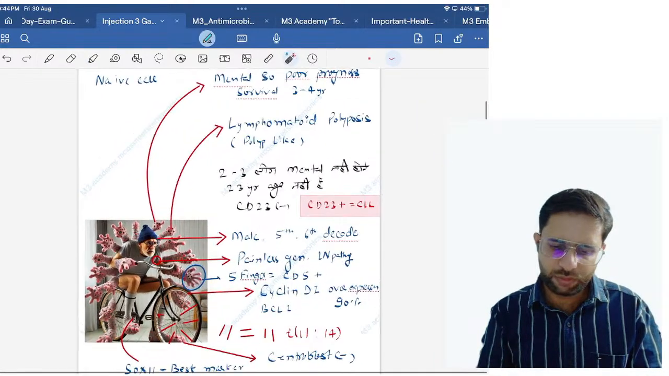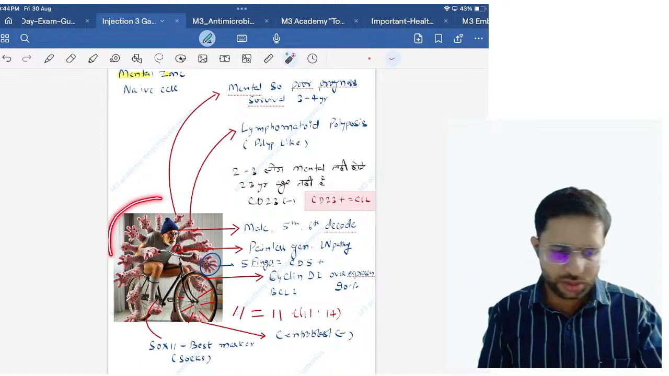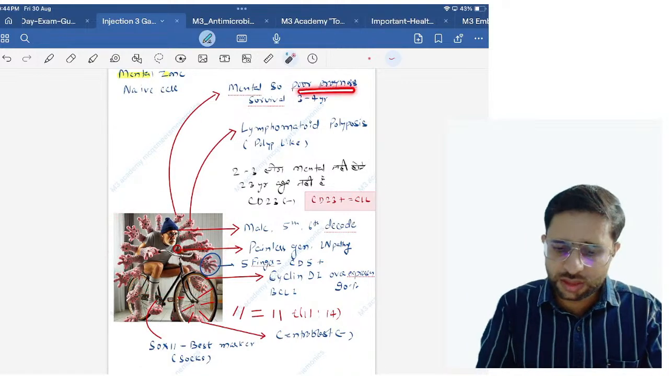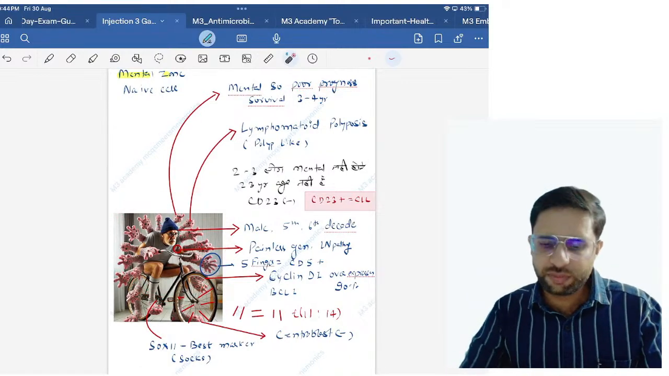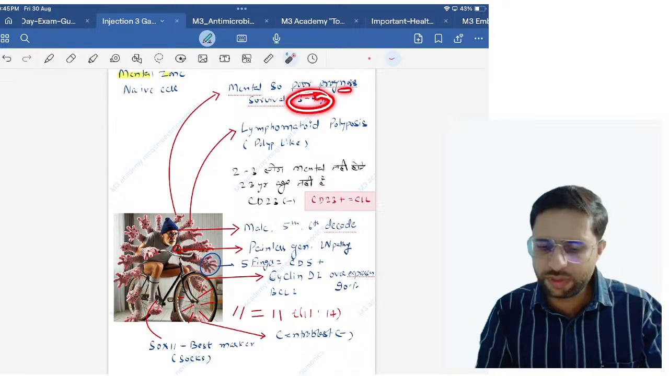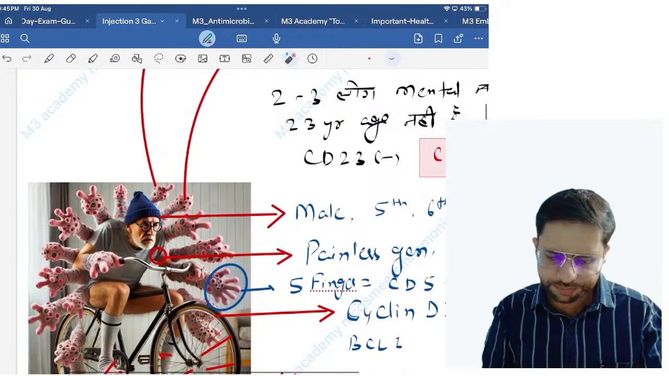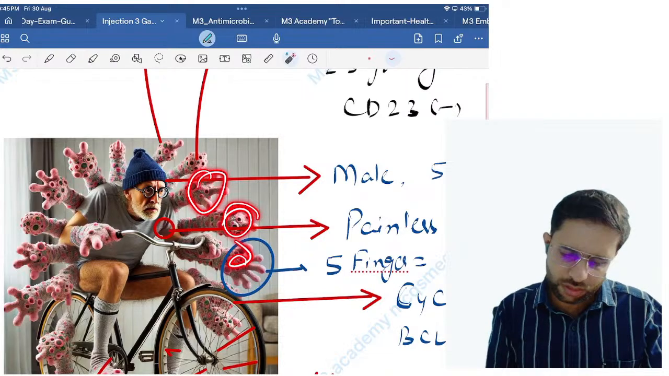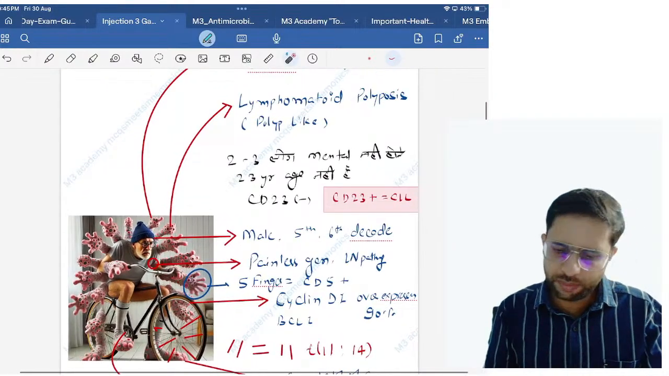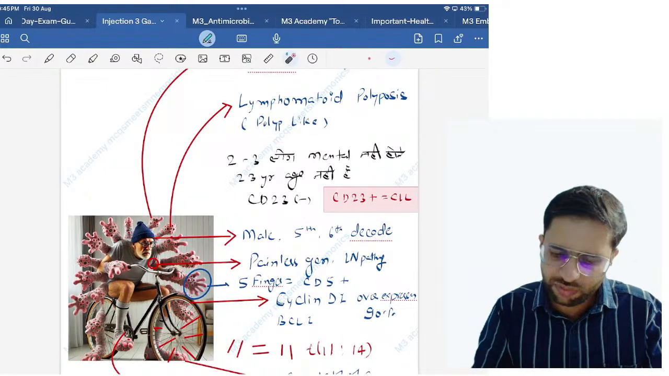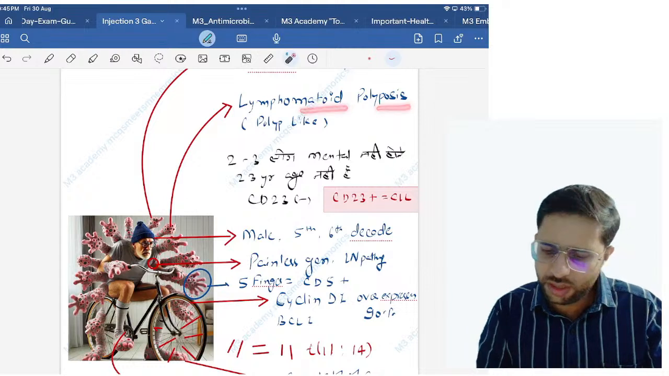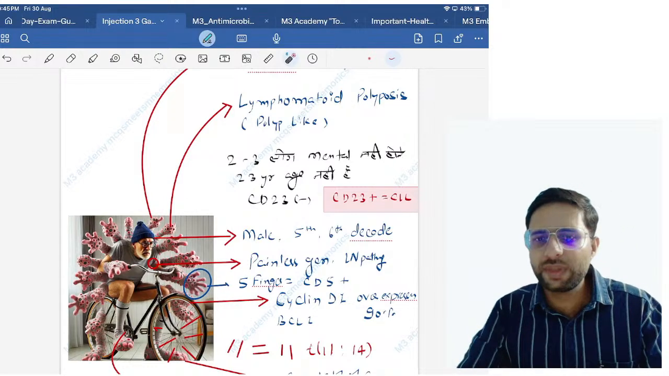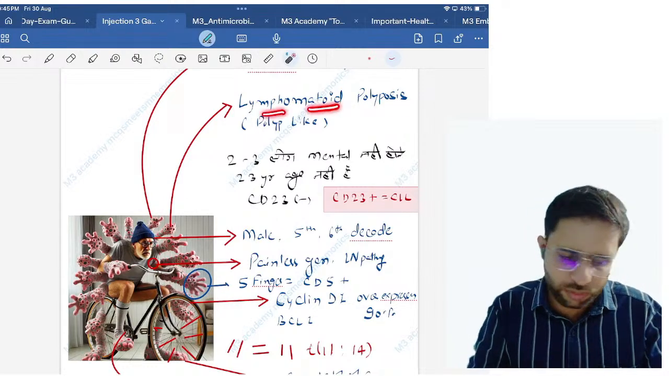Because this is a mental person, the prognosis is very poor. Mantle cell lymphoma has a poor prognosis, with survival of only 3 to 4 years. Now you can see a polyp-like growth in the picture of the mental person. Polyp-like growth means lymphomatoid polyposis. So in the intestine there is a polyp-like growth. What will you call this? Lymphomatoid polyposis.